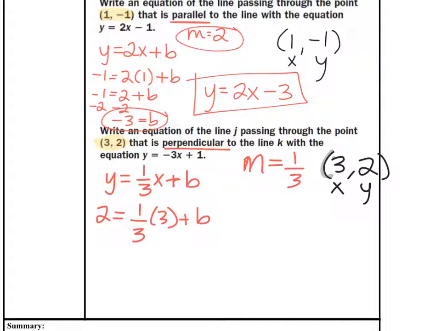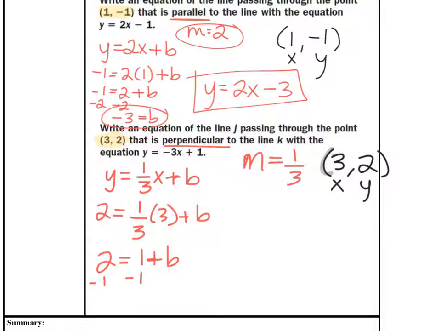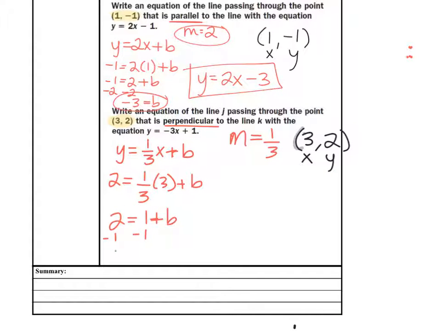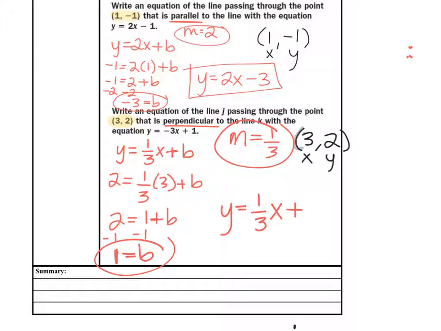What's 1/3 times 3? 1. And if you are feeling unsure, then you can put 3 over 1 and multiply across. You get 3 over 3, which is 1. Oops. So 2 equals 1 plus b, subtract the 1, and you should get 1 is equal to b. Happens to be the same. Write it all out in your equation. So the equation would be y equals 1/3 x plus 1.